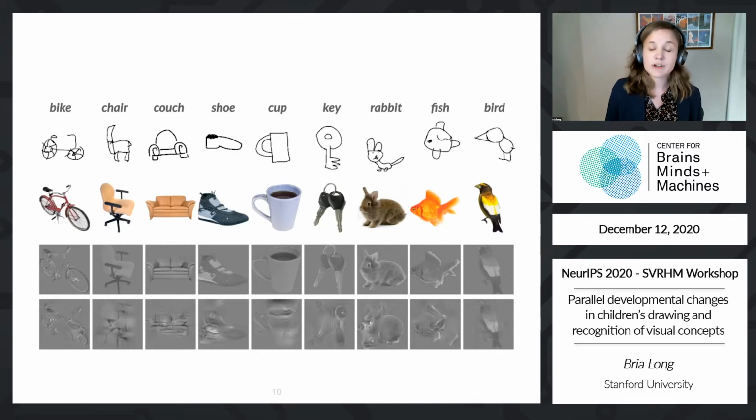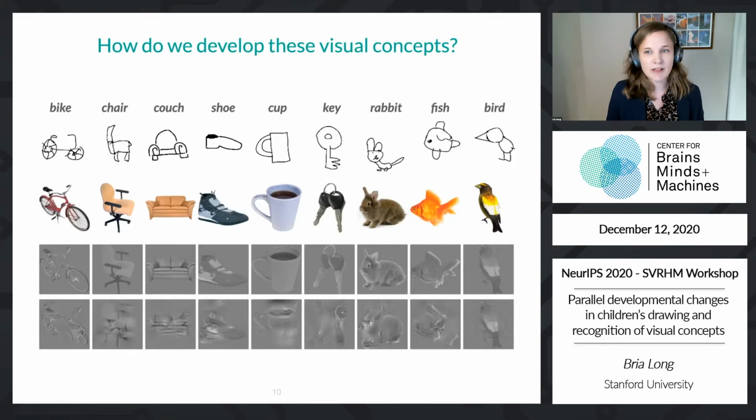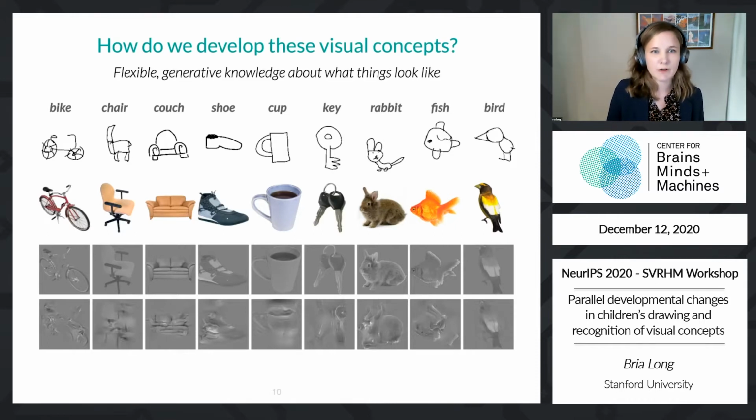At the same time, we know, of course, that we weren't born with these detailed representations. Somehow, we had to learn how to connect these visual features with the appropriate conceptual knowledge about these objects. So, how is it that we develop these visual concepts? How do we develop this flexible generative knowledge about what things look like?